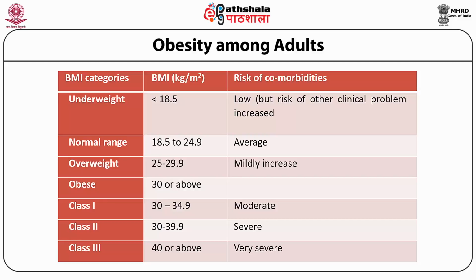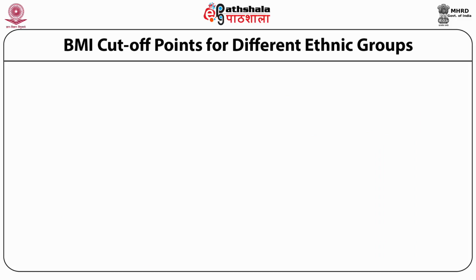Obesity is associated with an increased risk of morbidity and mortality as well as reduced life expectancy. Now let's see the BMI cutoff point for different ethnic groups. In recent years, there has been a growing debate on whether there is a possible need for developing different BMI cutoff points for different ethnic groups, in particular for the Asian population.